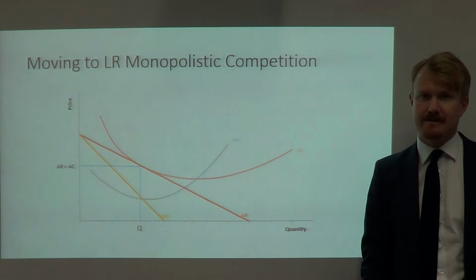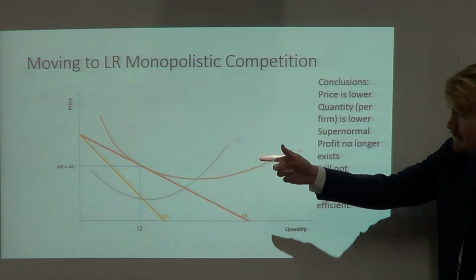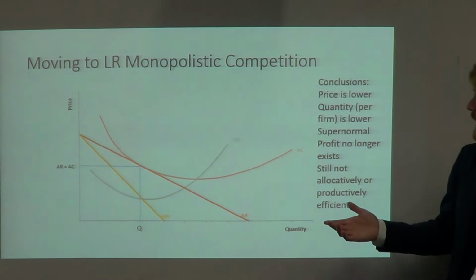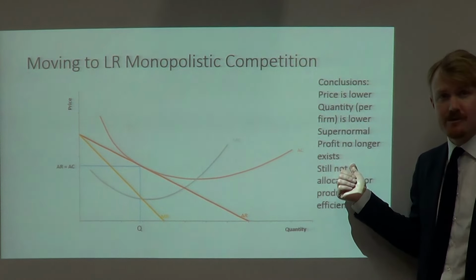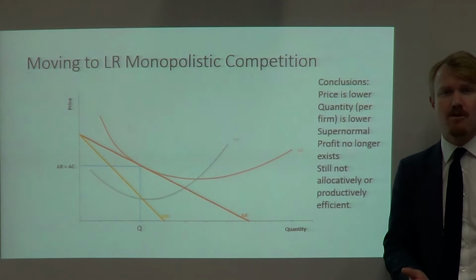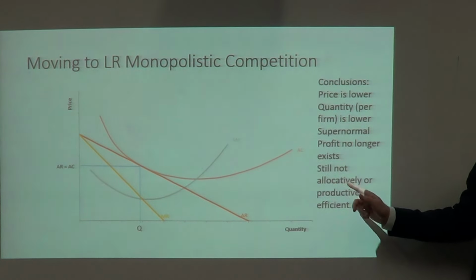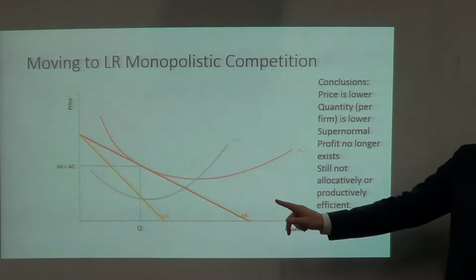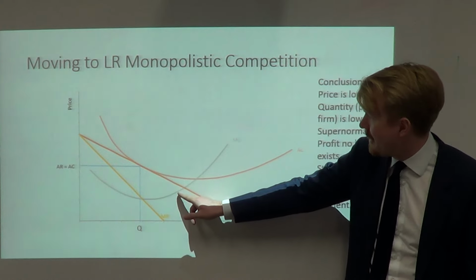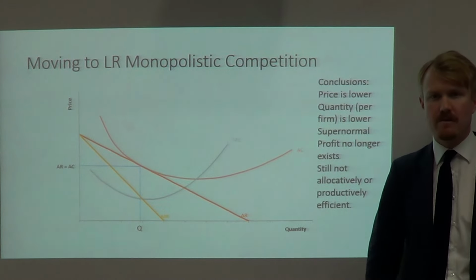We want to compare this back to the short-run monopolistic competition. And what we would say is that price is now lower. We would have seen that by doing the graph. The quantity per firm is lower. Supernormal profit no longer exists. You would say that the enticement of new firms has driven supernormal profit, that is to say profit above and beyond the opportunity cost, is now no longer in the market. But it's still not allocatively or productively efficient. We can see that price still does not equal marginal cost, and we are still not producing where average cost is lowest. So that's the analysis there over those four factors.